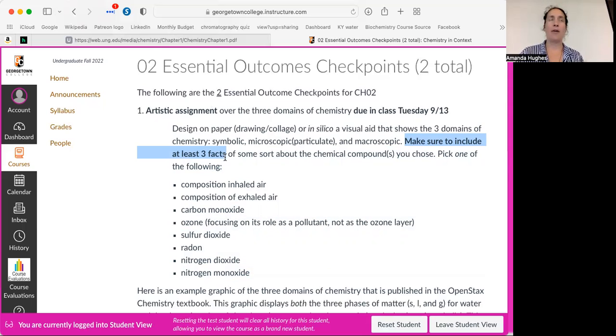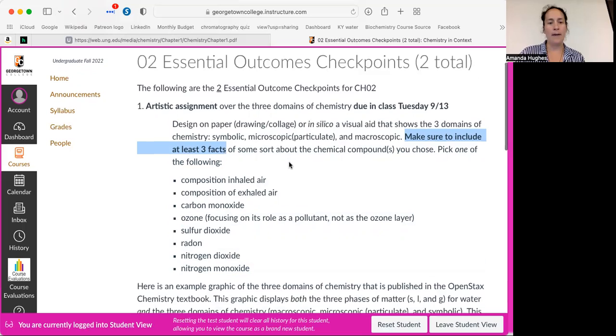It could be about how harmful they are. It could be maybe how they're made. As an air pollutant, right? Your book is going to be filled with all kinds of different information and facts you could use. You can also search online, but I'd say start in your book.